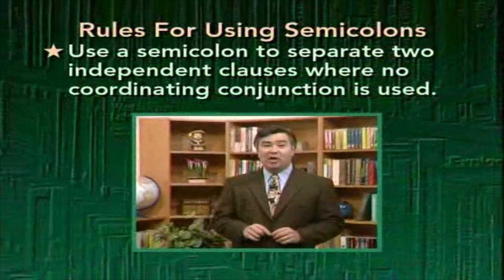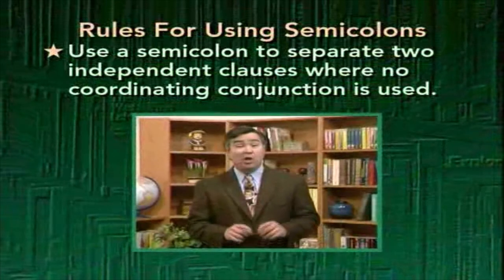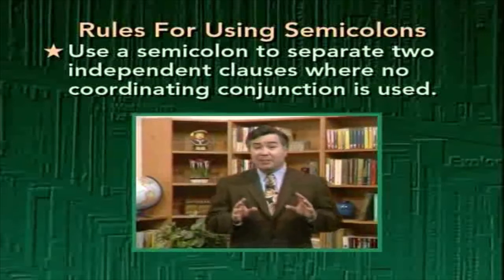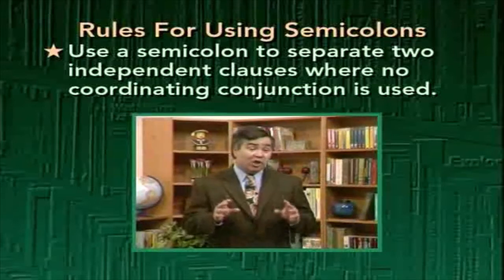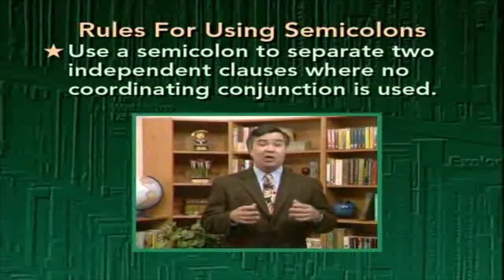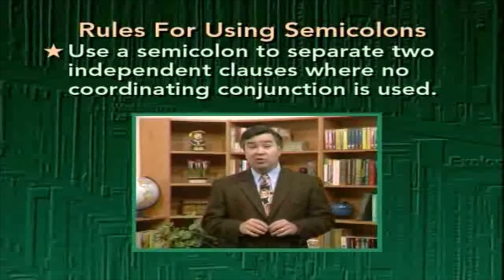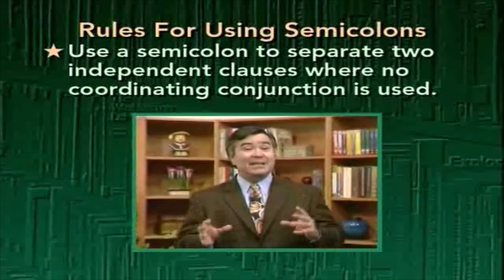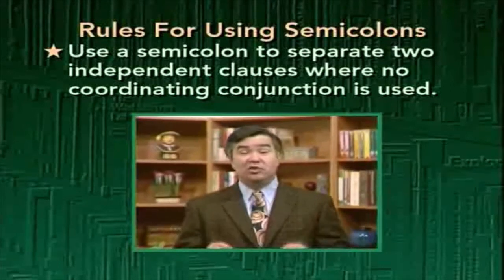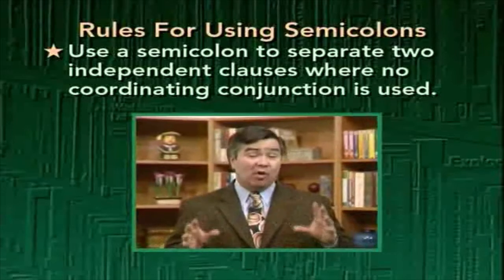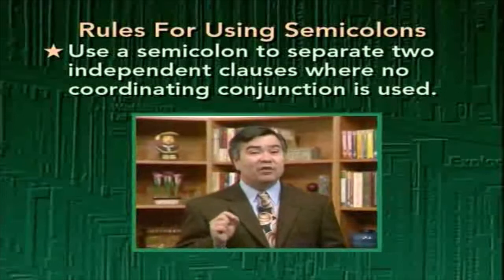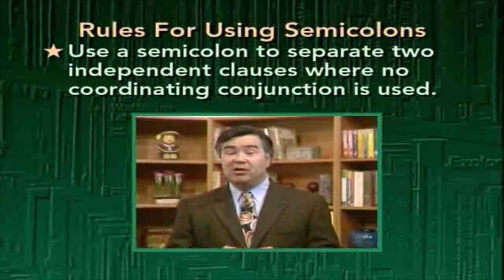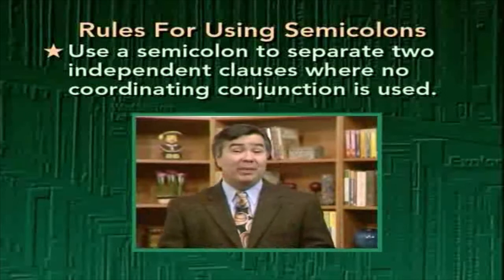First, use a semicolon to separate two independent clauses where no coordinating conjunction is used. Now, we saw before that when two independent clauses are used to make up a sentence and they are joined with a coordinating conjunction, such as and or but, a comma is also used as part of the structure. In some cases, you might choose to take two independent clauses and simply join them in a sentence because the ideas are closely linked. You might do that without using a coordinating conjunction. When that's the case, you have to use a semicolon in between the two independent clauses. If you fail to use a semicolon, you will have created a run-on sentence, which will be an error.